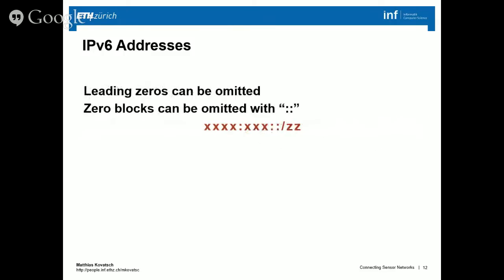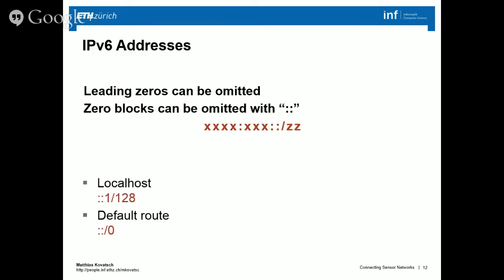So there are some other notations around. For instance, leading zeros in these blocks can be omitted, so you can have something that only has three hex digits, for instance. And whole blocks that are zero can also be omitted by using the colon twice. This would mean where you see the two colons, you have only zero blocks. And this, for instance, would be a prefix because it's just zeros until the end. So all the interface identifiers are zero. Just so that you know what this means, how these addresses look.